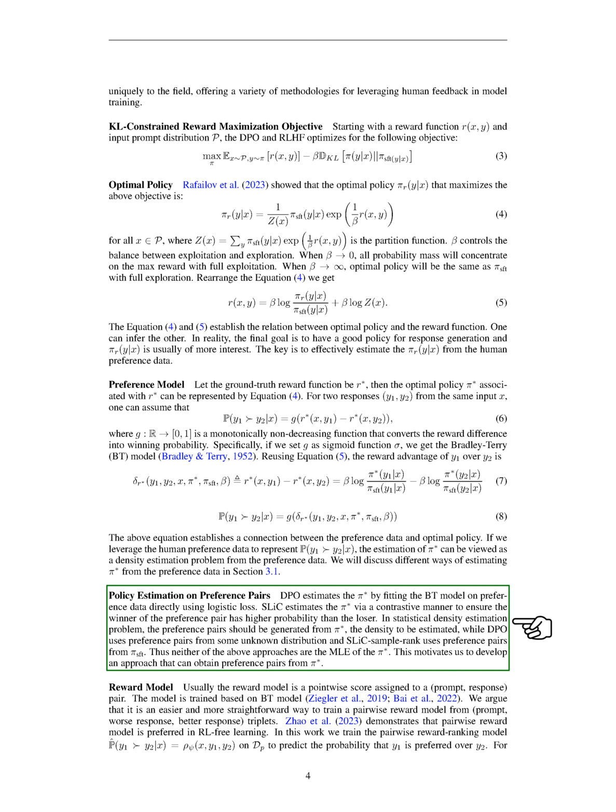However, in statistical density estimation, the preference pairs should ideally be generated from pi star, the density we want to estimate. DPO and SLIC don't do this, instead using preference pairs from unknown or different distributions. This means neither method provides the maximum likelihood estimate of pi star, which is why we're proposing a new approach that can generate preference pairs from pi star. Let's talk about the reward model.